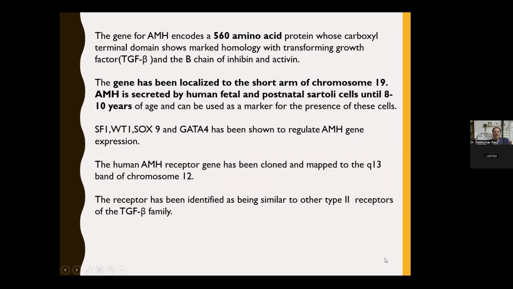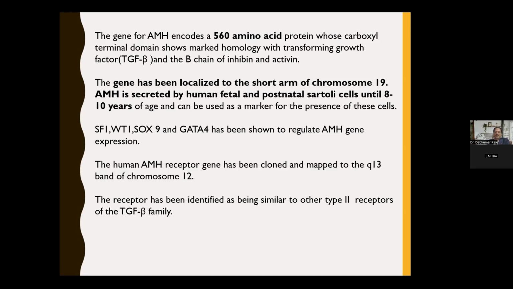The gene for AMH, or anti-Mullerian hormone, encodes a 560 amino acid protein whose carboxyl terminal domain shows marked homology with transforming growth factor, which is the TGF beta variant, and the beta chain of inhibin and activin. The gene has been localized to the short arm of chromosome 19. AMH is secreted mainly from human fetal and postnatal Sertoli cells until 8 to 10 years of age, and can be used as a marker for the presence of these cells.